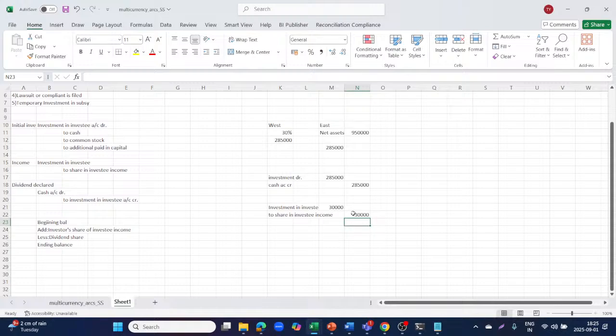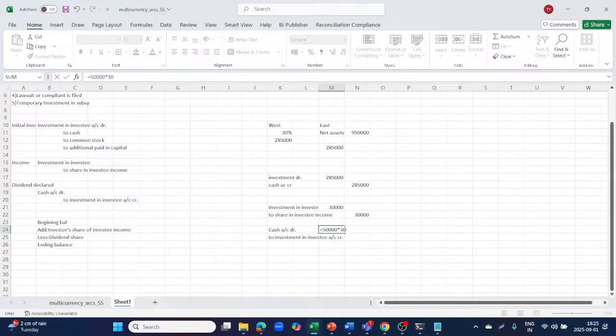Now to record the dividend declared, we will say cash account debit, 50,000 dividend was there, 50,000 into 30%, because it's a share of the profit. It's the investment share. So this is how you'll do the entries, how you have to record it. And how will you do the presentation? The investment in East company on the balance sheet should show 3 lakh, and for the period, West company should show 30,000 as share in the East company's income.